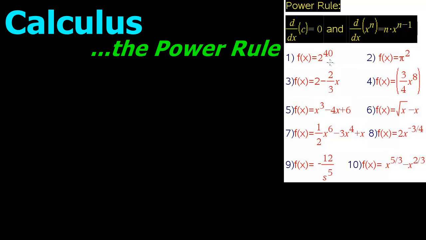So for questions 1 and 2, you can see that these are both constants, meaning they don't have an associated x value. So for both of these, they're going to equal 0.